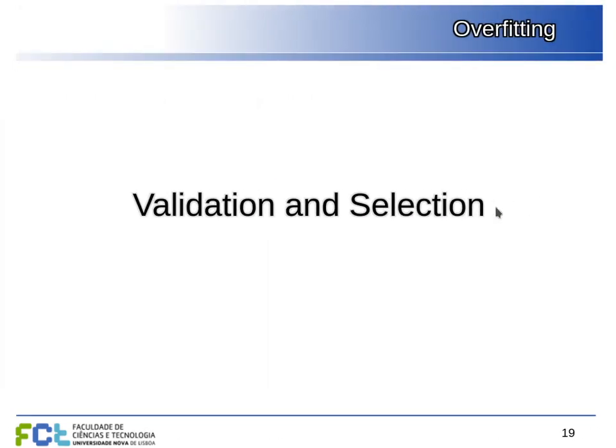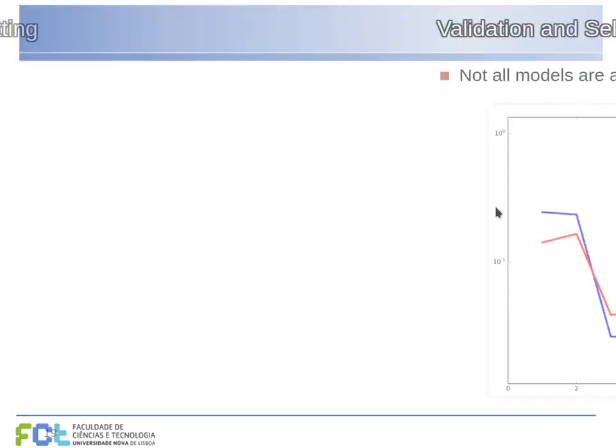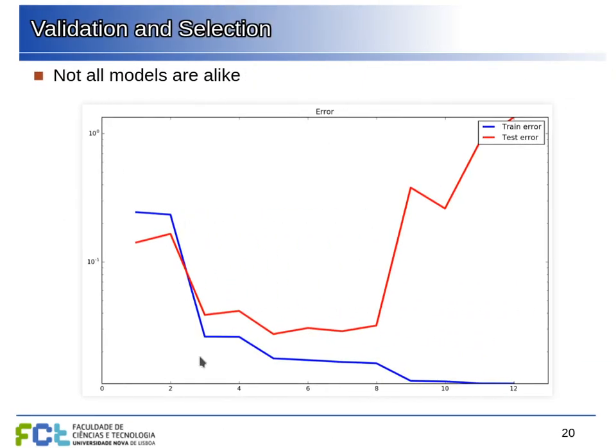Okay, so what can we do to select the best model? We clearly see that models perform differently. If we use a very simple model, we have a very high error both on training and testing. If we use a very powerful model, then we can adjust very well to the training data, but we have a huge error outside the training data on the test error.